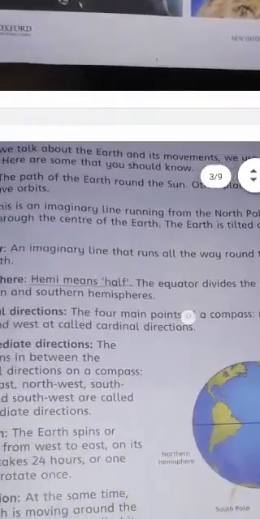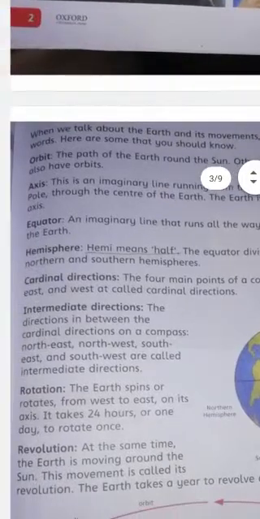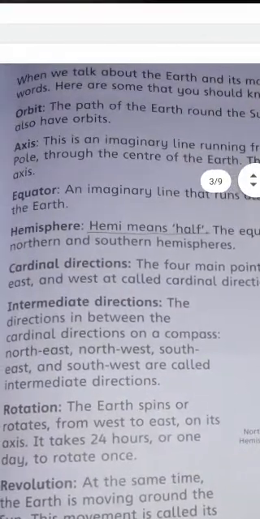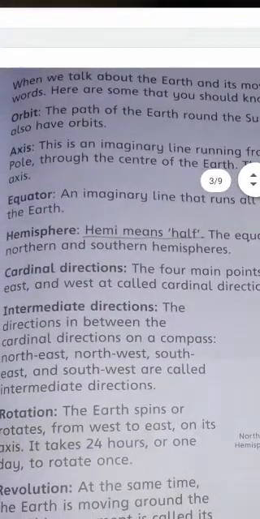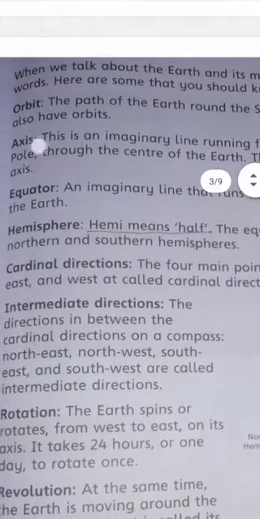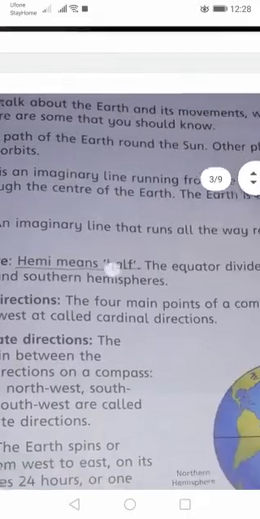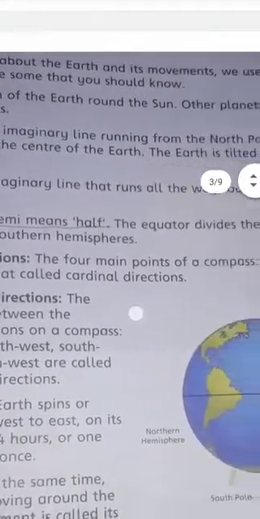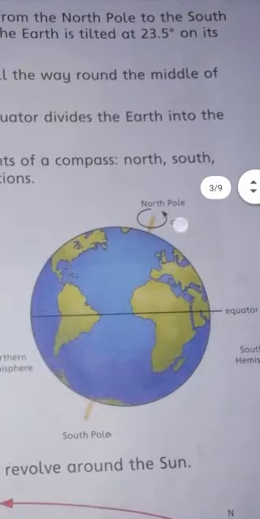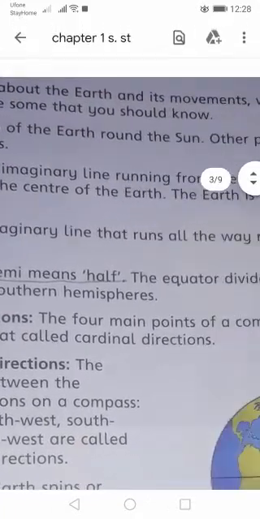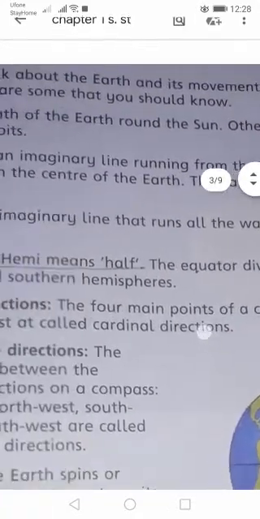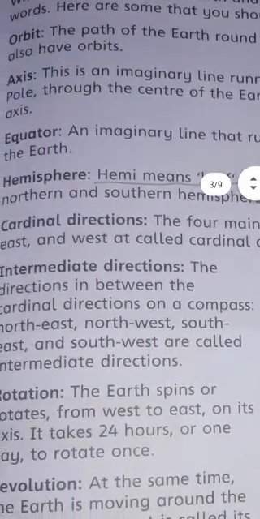When we are talking about Earth and its movement, there are some special words that we use. The first word is orbit. Orbit is the path of the Earth around the Sun. Means the path on which the Earth moves around the Sun is called orbit. The second term is axis. Axis is an imaginary line running from the North Pole to the South Pole through the center of the Earth. So this is the axis, an imaginary line on which the Earth moves, and it runs through the center of the Earth.